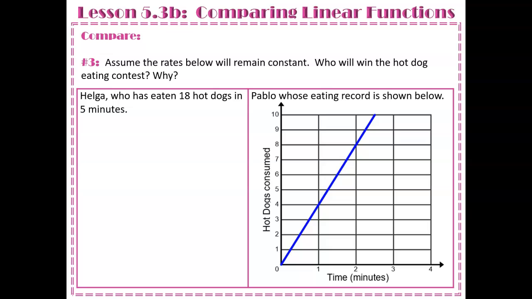This is number 3. Assume again the rates are going to stay constant. Who will win the hot dog eating contest and why? Helga has eaten 18 hot dogs in 5 minutes. So remember, it's Y over X. The X is the time. So we have 18 divided by 5. If you divide that out, it's a little over 3.5 hot dogs in 1 minute, which is disgusting.